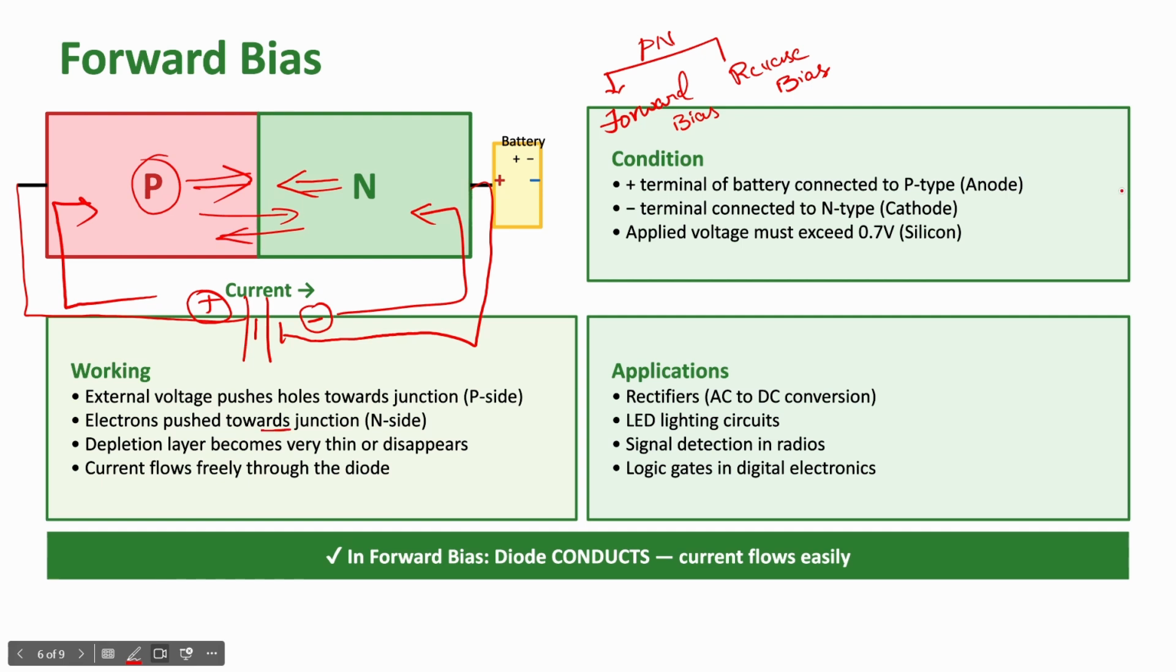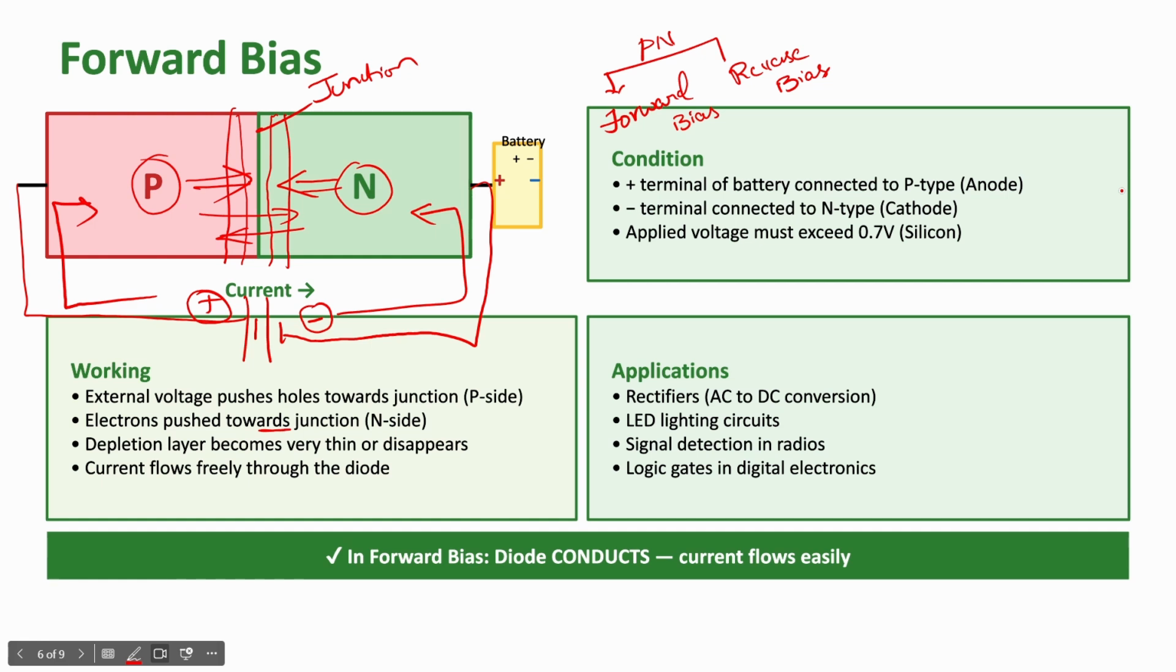The electrons which are present in the N side are pushed towards the junction. So where is the junction? In between these two, there is a junction. So the depletion layer becomes very thin or disappears. Then what will happen? More voltage tries to push towards the junction, so the depletion layer which is present between the p-type and n-type is going to be reduced. It may be reduced or it may disappear.